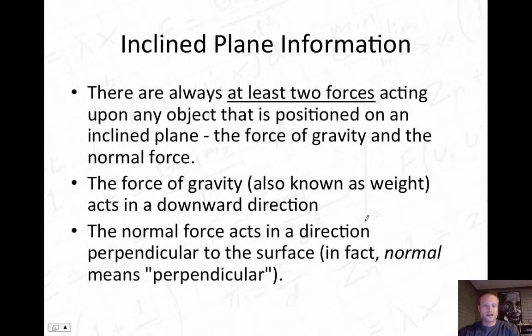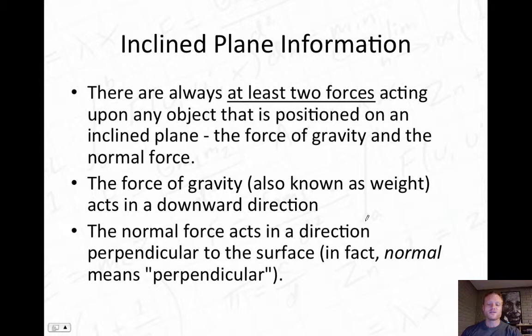With an inclined plane, there are always at least two forces acting upon an object positioned on the inclined plane, just like drawing free body diagrams. There's always the force of gravity, as long as we're on Earth, and then there's the normal force. That's the very basics. There could also be an applied force, someone pushing or pulling the box, or the force of friction. It depends on how complex the problem is, but at the bare minimum, there are always at least two forces acting on the object.